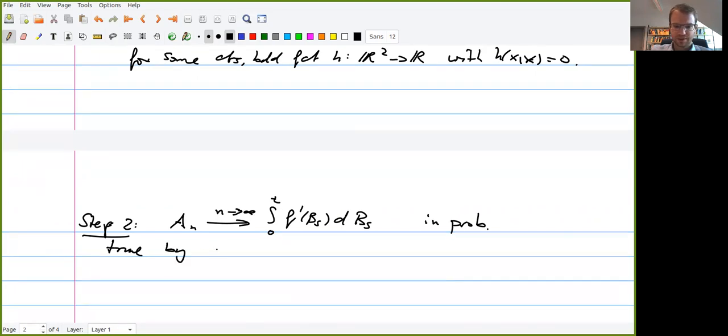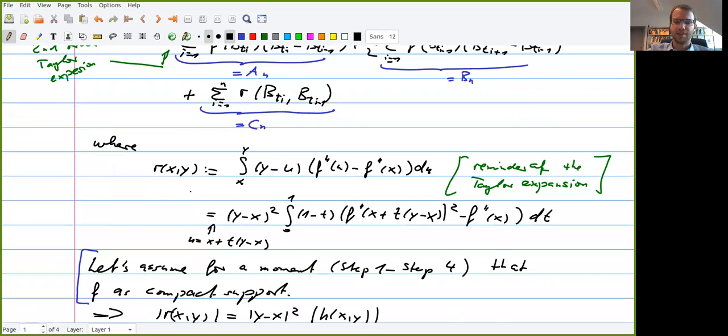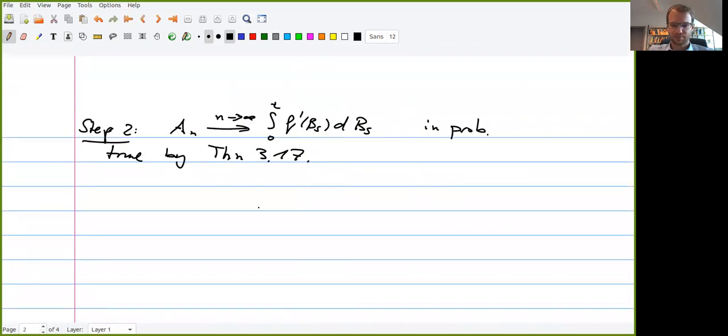By theorem 3.17, which tells you that the Riemann sum approximation of a continuous function, and f prime is continuous, converges to the integral. So right, this is what we have already shown. Maybe I should add: as f prime is continuous. Okay, that was easy. Well, it was not easy, but we did already all the work.